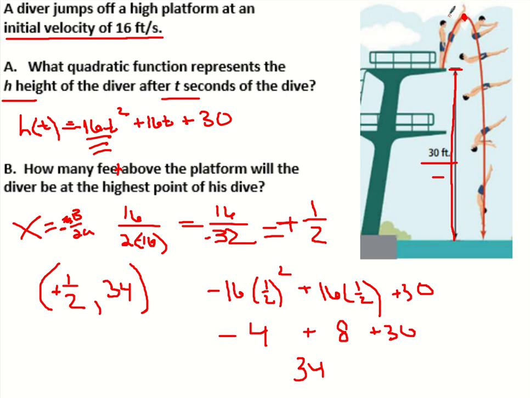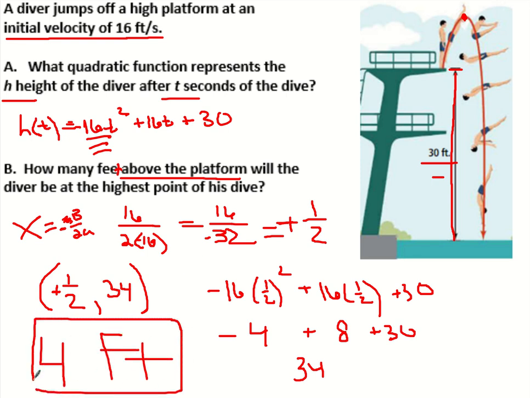So if this is at 34 feet, he's already starting at 30. The question is, how many feet above the platform will the diver be at the highest point of his dive? Well, at his highest point, he's at a total of 34 feet, which would be 4 feet above the platform. So my answer is 4 feet.